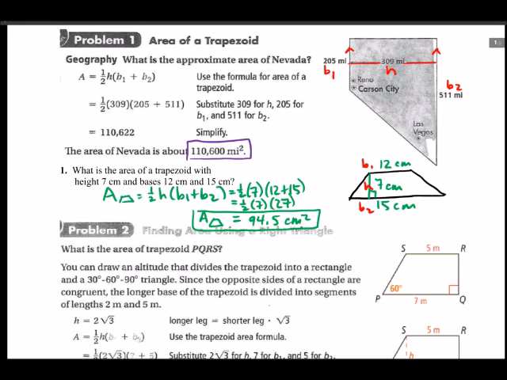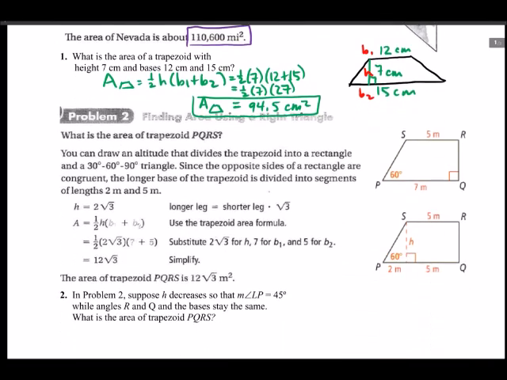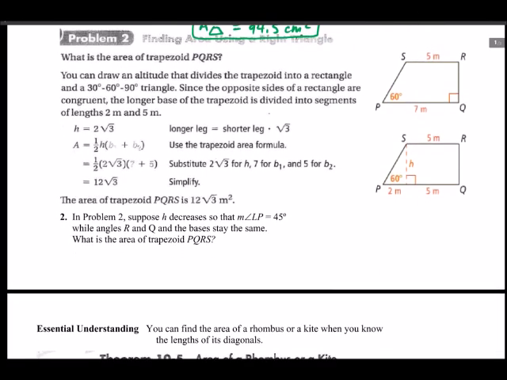The area of this particular trapezoid is 94.5 centimeters squared. Do not forget your units. I will count you off on that. So that one was easy. Let's look at our next example.